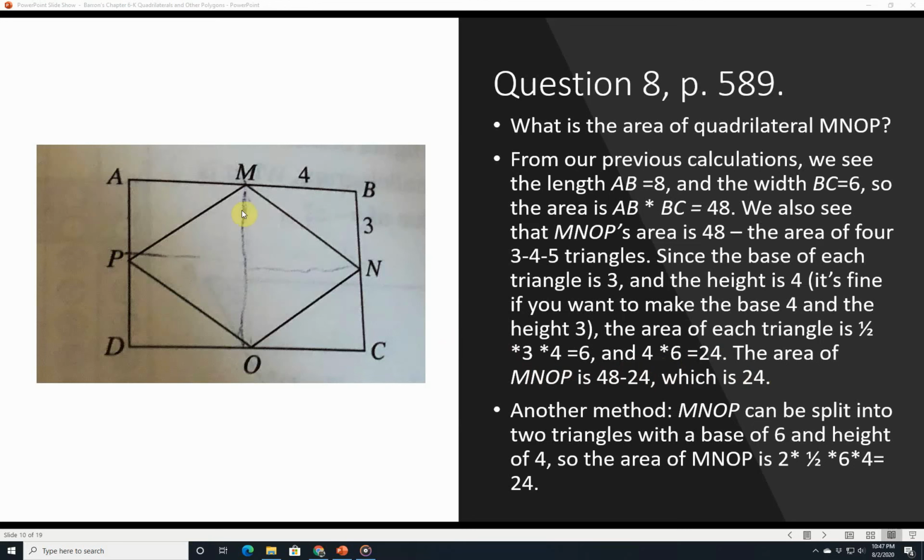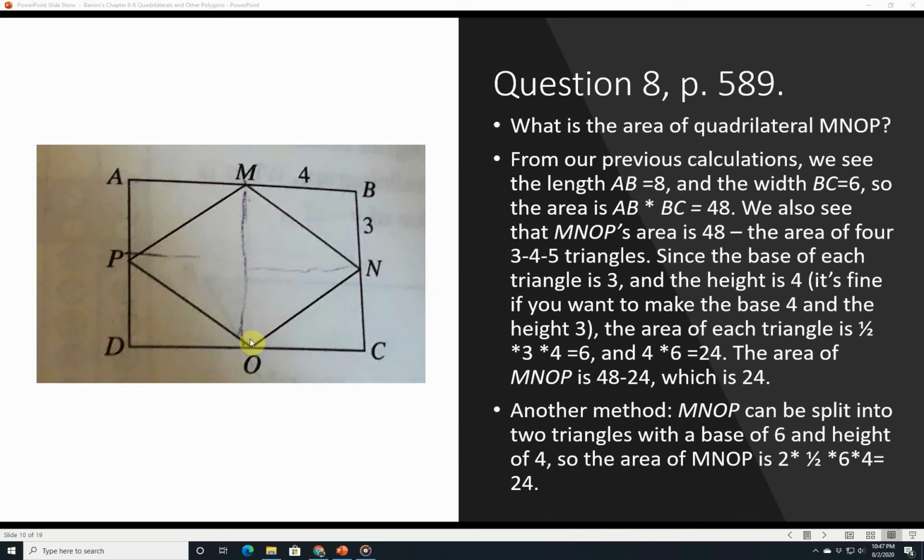Another method is you can split MNOP into 2 triangles with a base of 6 if you want the base to be this. Since this is 6, this also has to be 6. Remember, it's a rectangle. And this is 8. And so we can say, well, since it's going to be 2 triangles, this is 6, this is 4. 6 times 4 is 24, but remember, to get the area of this triangle, we have to multiply it by 1/2. So that's going to be 12. Since this is identical, this is also 12, so 12 plus 12 is 24.